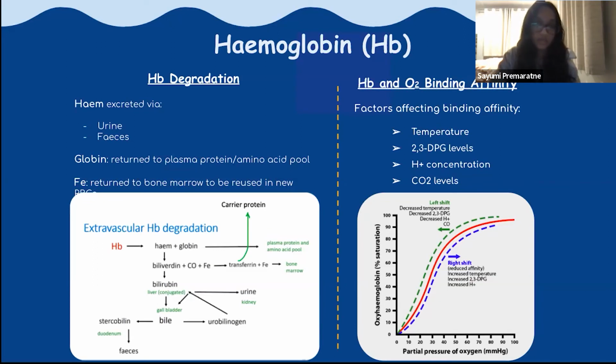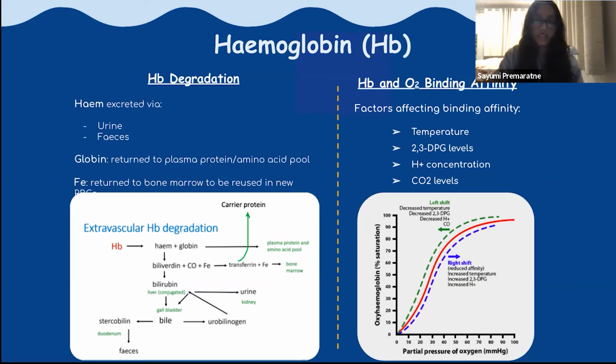And the iron is going to be returned back to your bone marrow, and it's going to be recycled for new red blood cells. But the biliverdin, that is the part of heme that enters your urine and feces. You'll learn a bit more about that in year 2, and I don't think it's very important to know in detail. If you do want to know it, I guess you can just learn this diagram. But again, I don't think it's very relevant.